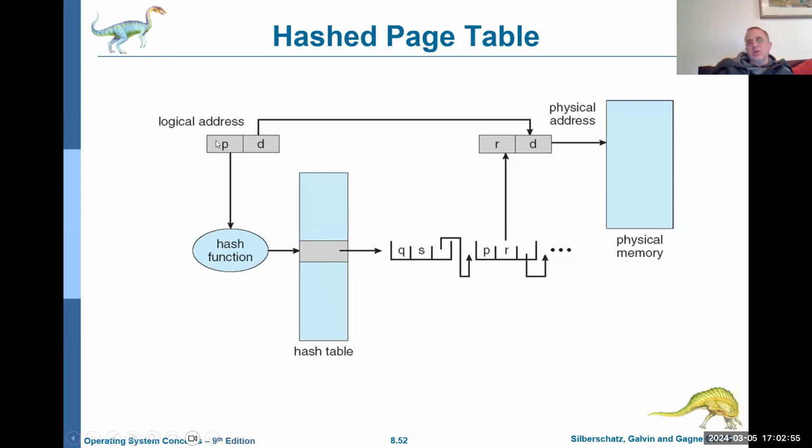What do we do here? Here's our address. Again, we start off with our address, and we have a P and a D. We always need a P and a D, because the P is our logical address, and the R in this case, or F, doesn't matter what you call it, but in this case we're calling it an R, is the frame number.